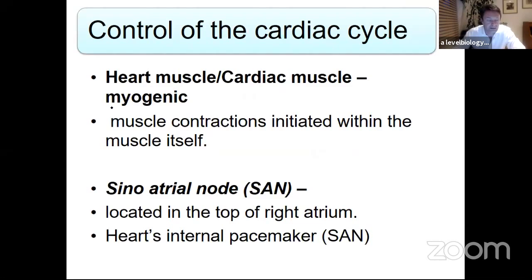So heart muscle, remember, is myogenic, in that the impulse to contract comes from inside the muscle itself. And it's, I think, due to the permeability of the muscle to potassium, so it's constantly causing action potentials. I cannot quite remember, but there we go. And then we've got the sinoatrial node, which is the pacemaker, which is then coordinating that heartbeat.